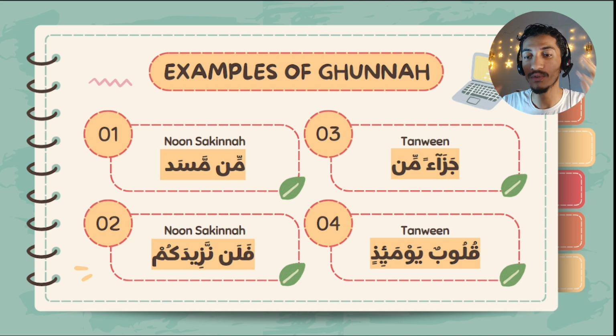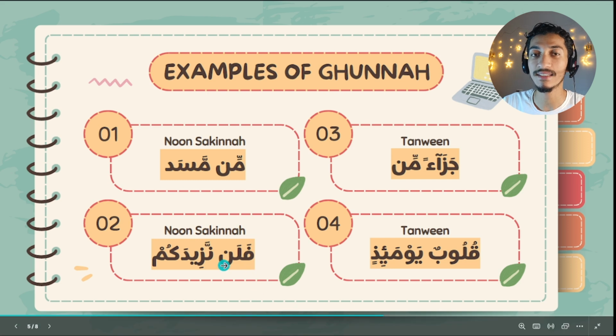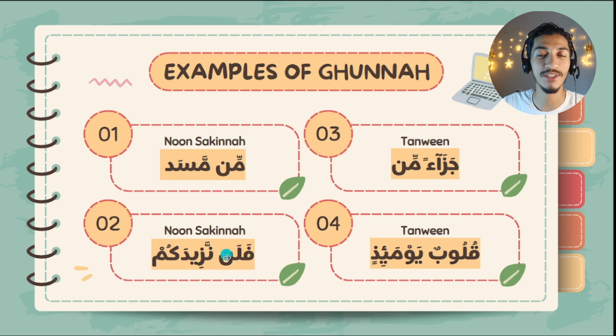Okay, and if we go to the next example, it's falan nazidakum. Noon after Noon Sakina, and it's one of our Idgham letters. How we do it? It's falan nazidakum. Here, this is Idgham with Ghunnah. Okay, that's very good. Let's go to Tanween examples, and we have jaza'an min. How to read it? Jaza'an min. What did we do?